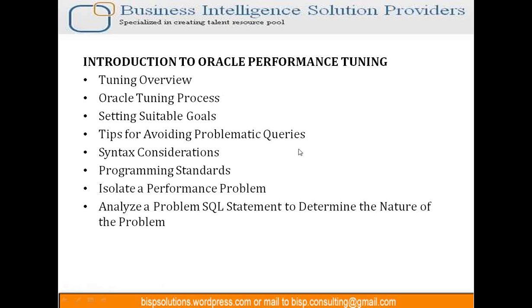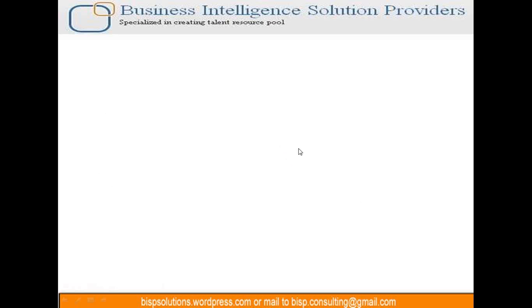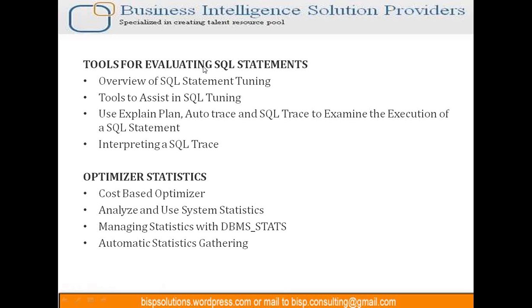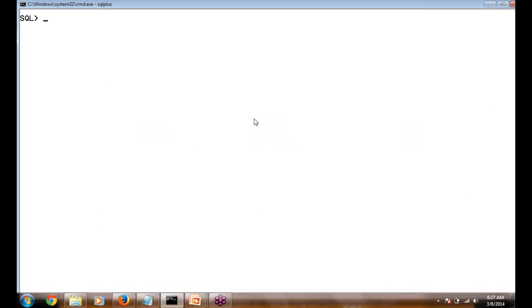What we are going to do next is look at the tools that help us in evaluating our SQL statement. I will quickly show you some examples using these tools so you can get an idea about how they work. Oracle gives us tools like explain plan, autotrace, and SQL trace for examining the execution of a SQL statement and understanding where exactly the problem lies. So let me quickly show you.